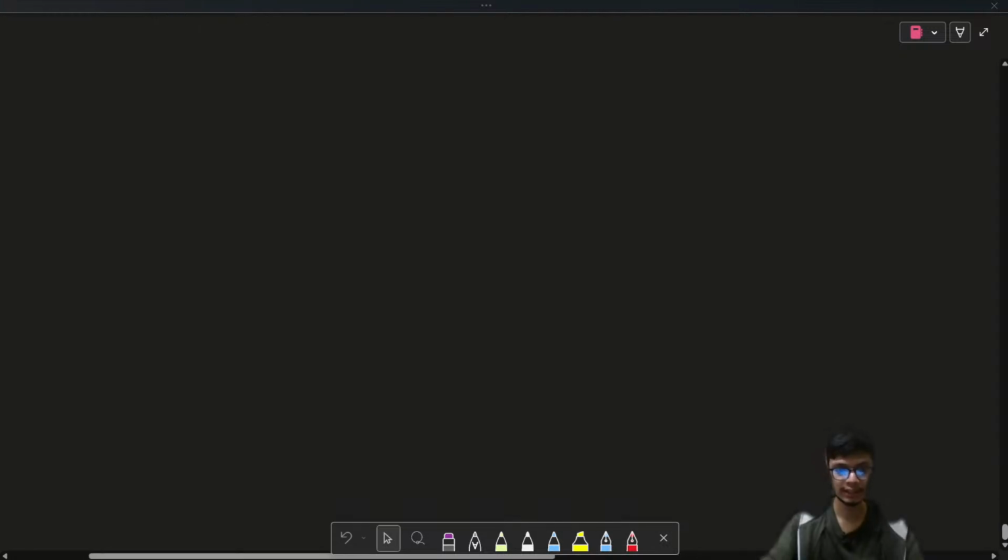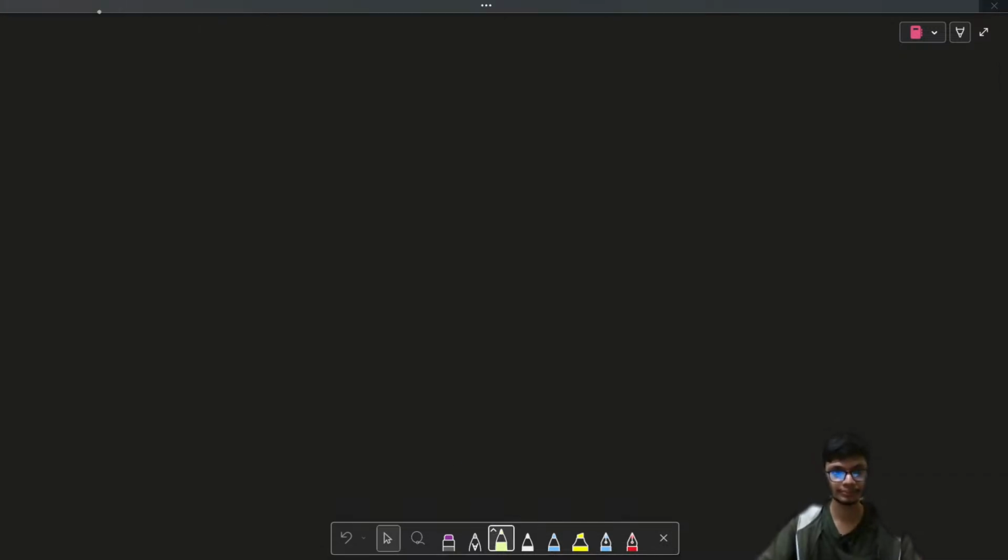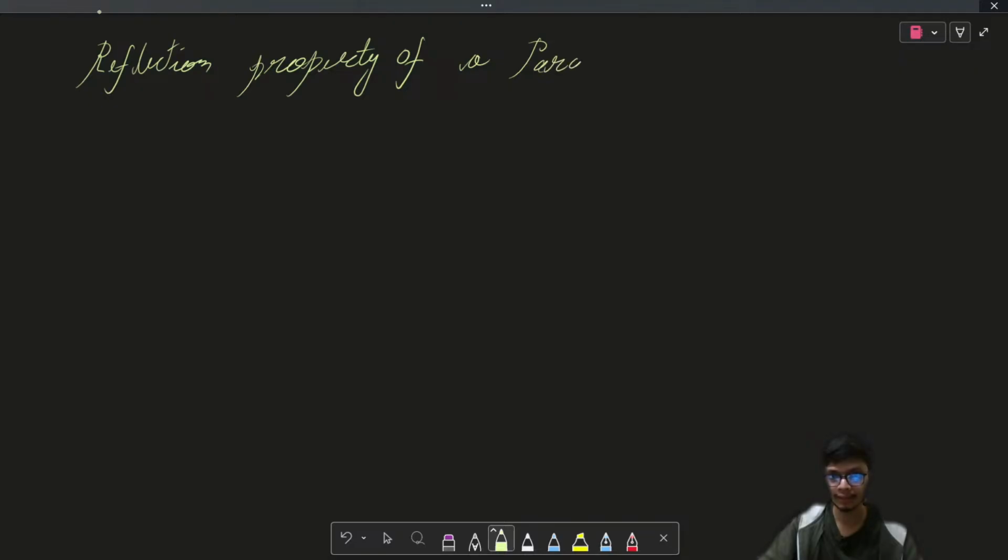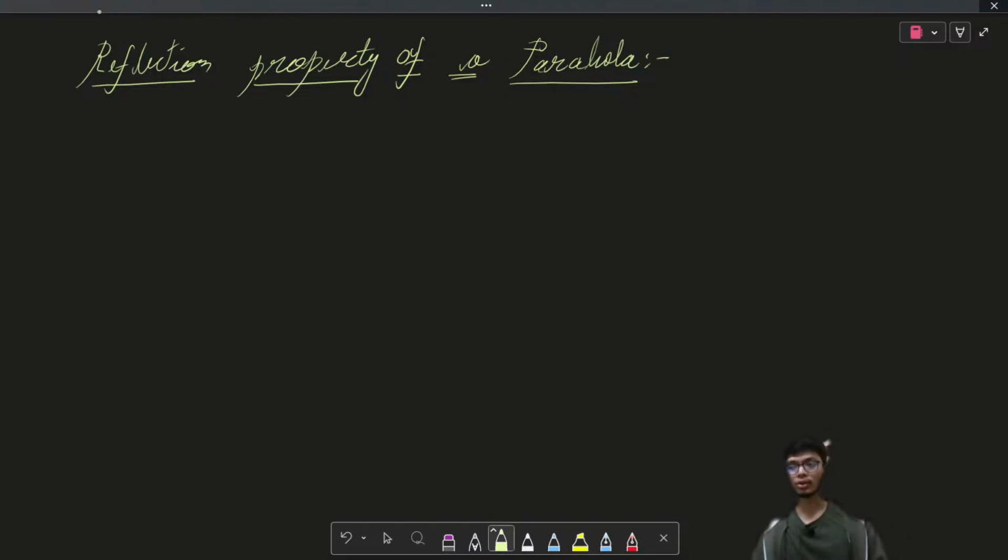So let us first of all discuss the reflection property of a parabola. Let us discuss this in detail, or what is the use case of a parabola, or using it as a perfect mirror, right?